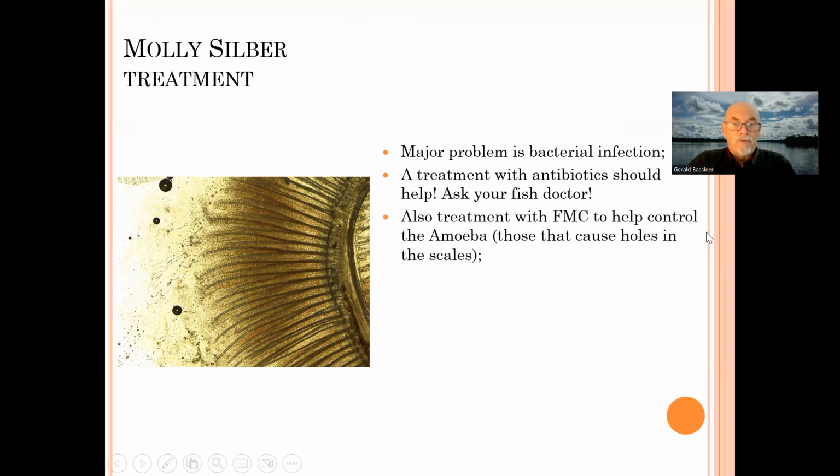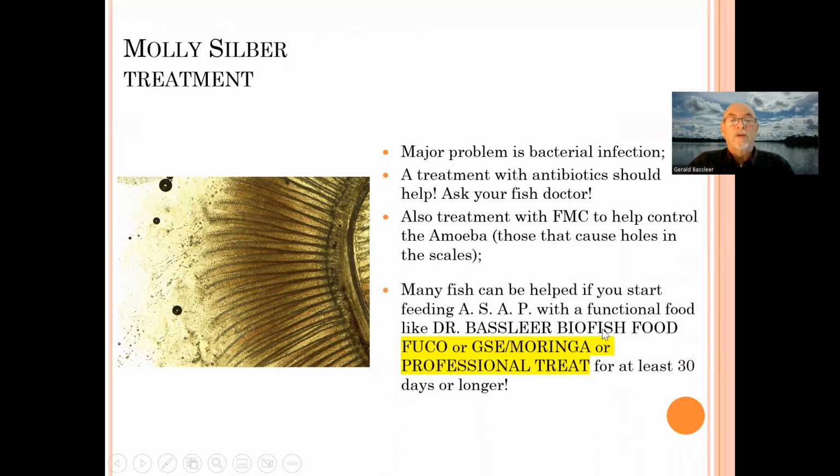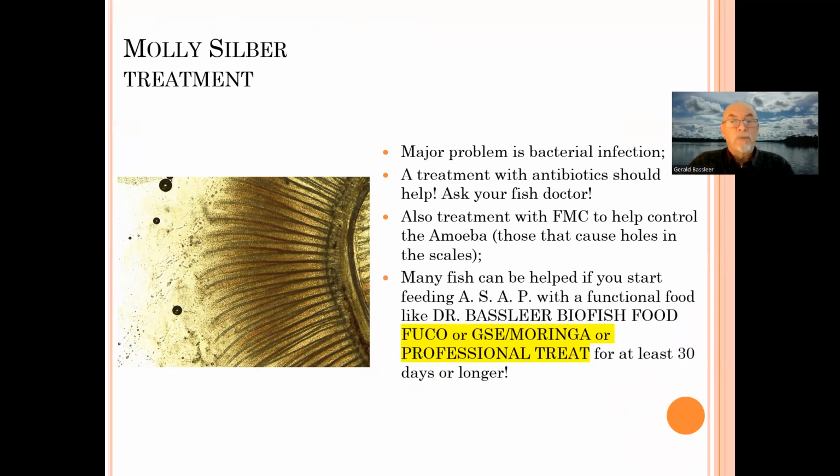Also, a treatment with formalin, malachite green, and methylene blue, or FMC, helps to control the amoeba, which causes the holes in the scales. It's described in my latest book on fish diseases, the new illustrated practical guide. There I describe this kind of holes in the scales infection.